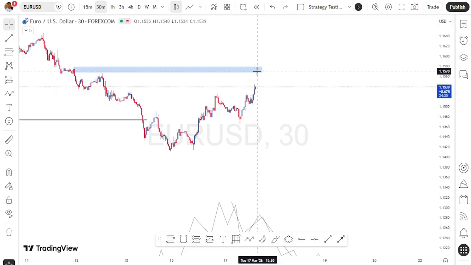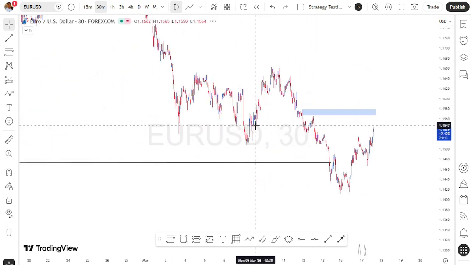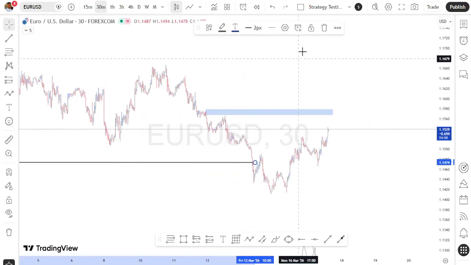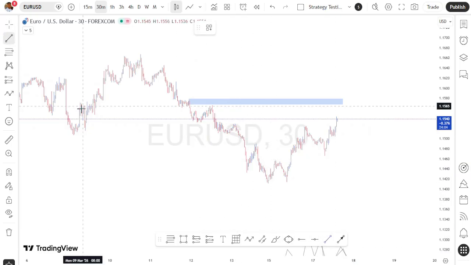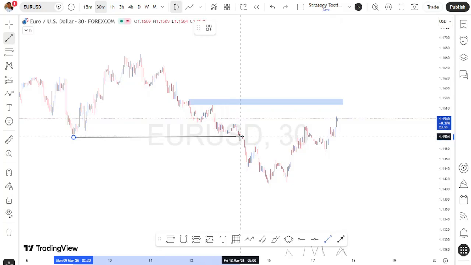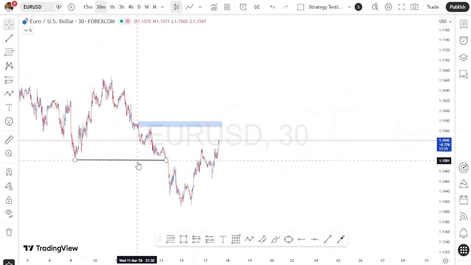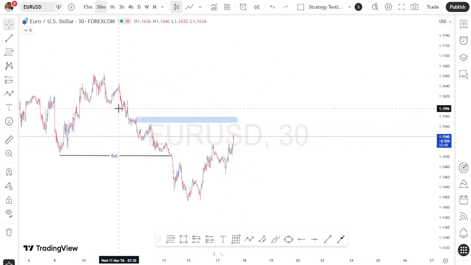So until we approach this zone, let's see what exactly is going to be happening on this particular zone. Then we can start looking for a selling opportunity. And if you check this lower time frame structure, we had a break of structure to the downside here. You can see we're in a downtrend. Then we had a break of structure from this point here. So these are our BOS.